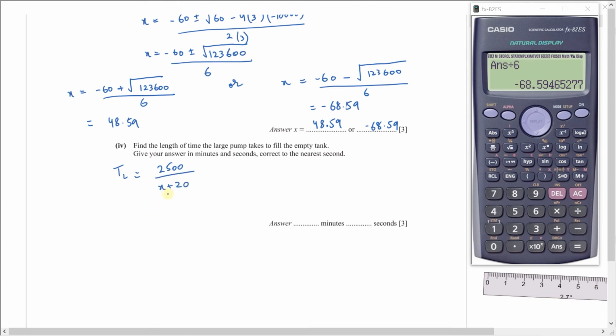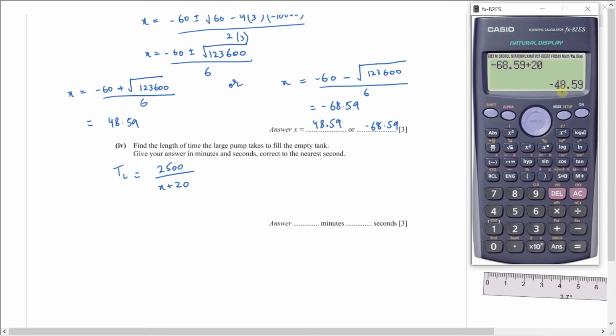So now you have to decide which value of x to use. So if you use the negative value here, so minus 68.59 plus 20 will be minus 48.59, so this 2500 will be divided by minus 48.59. So your value of time will be negative. So that's not possible, right? Your time value cannot be in negative minutes and seconds.